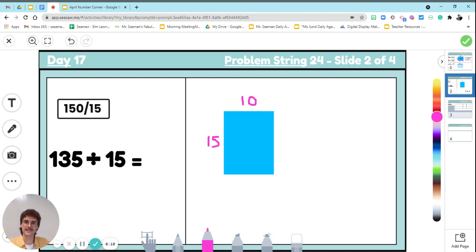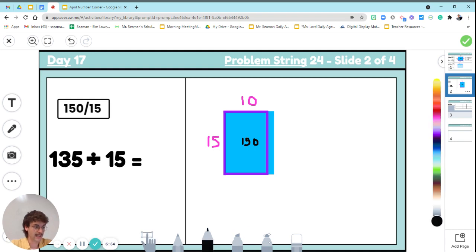Because what is 10 times 15? Well, just add a 0 onto that 15, and our total is 150 in the square here. 150 is our square unit. Now, if we keep going, what if we just subtract a 15 from 150? So I'm going to take one of these away, and I'll be right back.